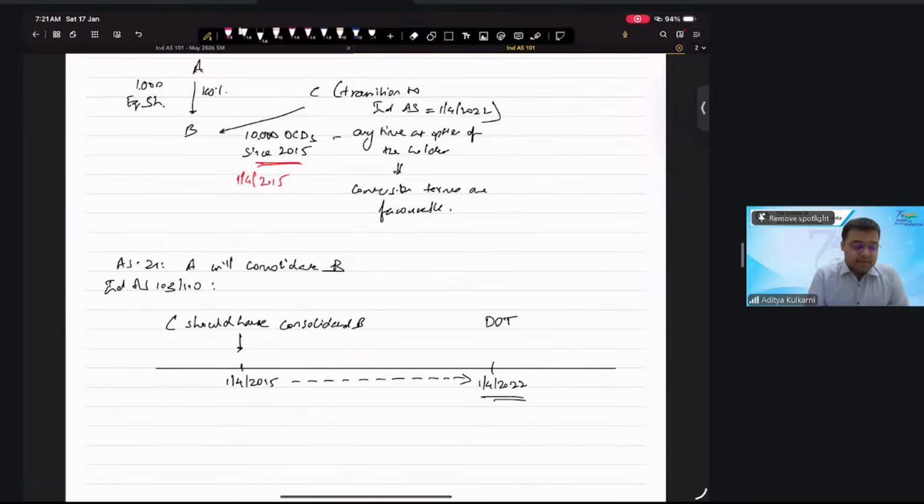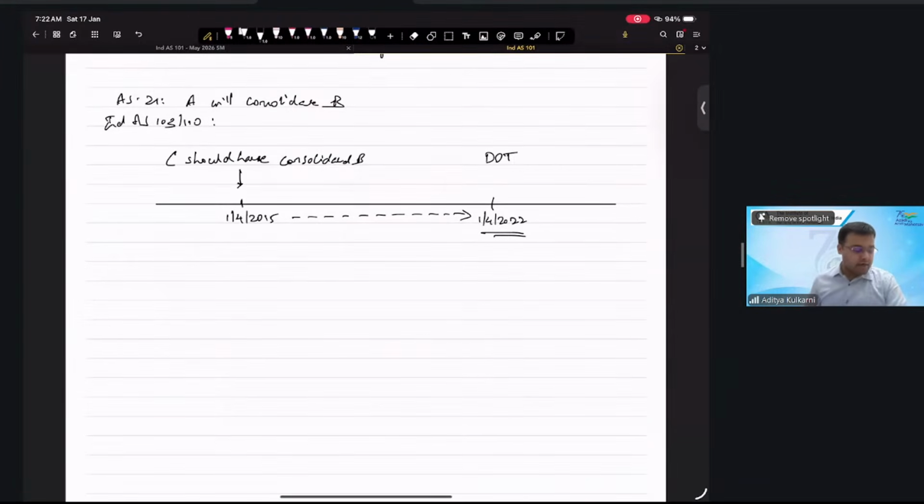But if you look from a practical perspective, is it really practical to go back in time and do the restatement? No, it's not easy. Suppose I have similarly 5 to 7 companies. That means, will I do this activity 5 to 7 times for all entities? Answer is no. It's not possible.